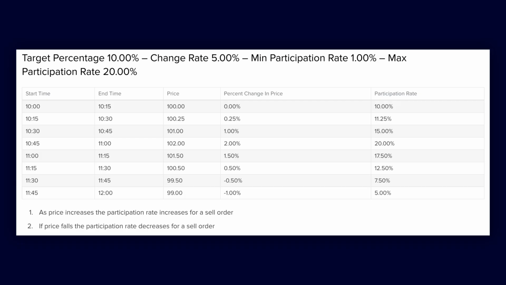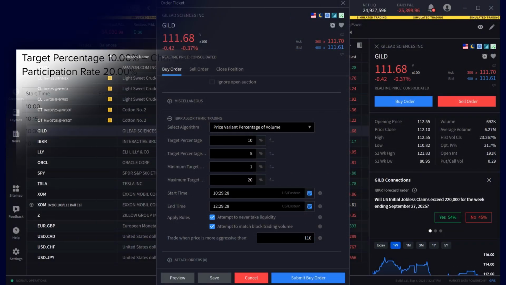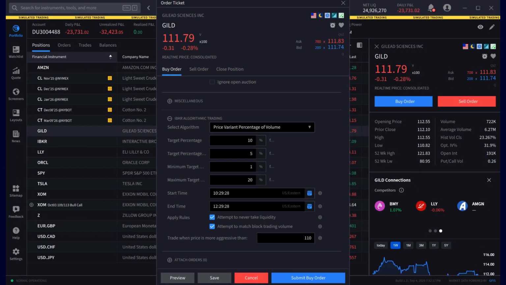Setting the minimum target percentage to 1% would cause the algo to participate at 1% of ADV if the price falls below $98, and setting the maximum target percentage to 20% would cap the sell order to never be more than 20%, no matter how high the price rose above $102. Once they make their selection, they can either preview the order or click Submit.